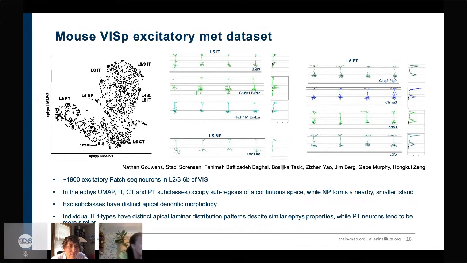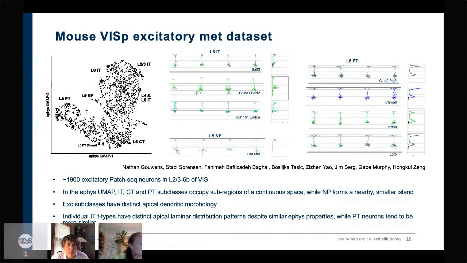But if we look at a large data set of 1,900 excitatory Patch-seq neurons, where we have morpho-electric and transcriptomic properties from the same cells, and then we used Fahimeh's mapping to assign T-type, we can then see the distribution of T-types with respect to the EF UMAP for this data set. In this case, you're going to have to rely on the subclass labels over here. But we see that there are large, mostly non-overlapping subregions occupied by projection target subclass. It mostly breaks out into different geographical regions here for T-types, but with the layer 5 PTs splitting out into a thumb over here.